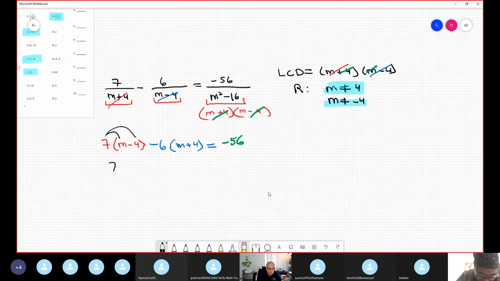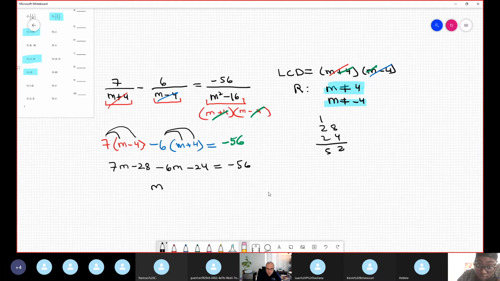7m minus 28, minus 6m minus 24, equal negative 56. 7m and 6m is 1m, positive. 28 and 24 together is 12, carry the 1, 52. Minus 52. Equal minus 56. m is equal to minus 56 plus 52, which is negative 4. m is equal to negative 4.